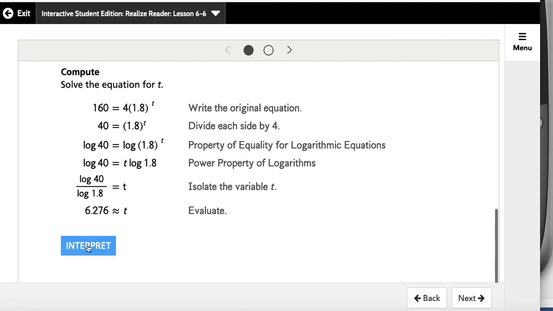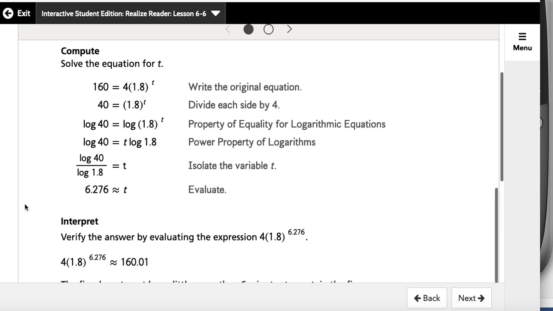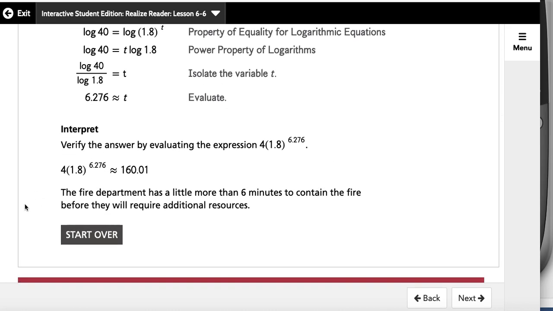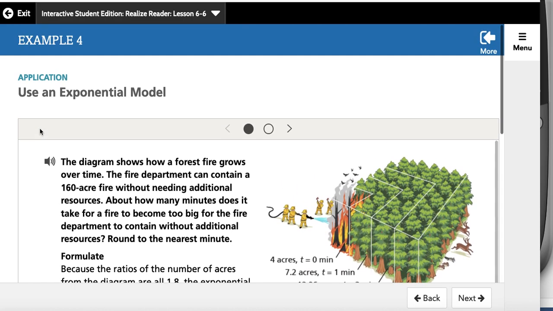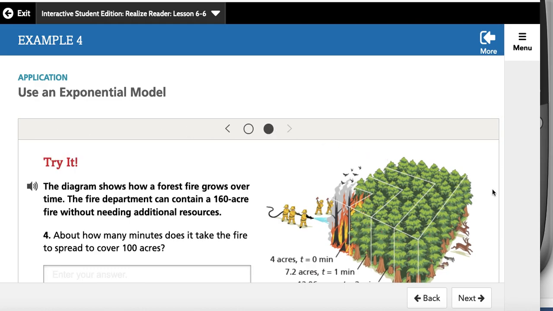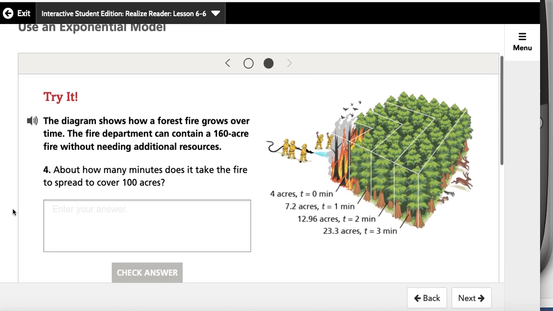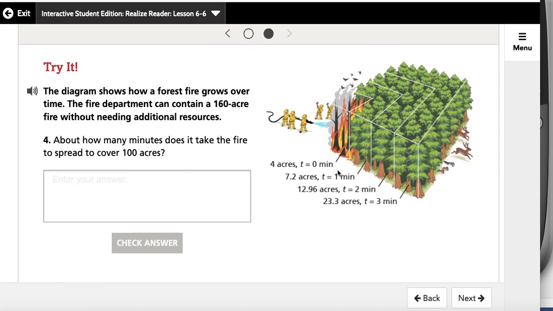To interpret that, it represents the time, so that's how many minutes. They evaluated it by plugging it in. So 6 minutes to burn the whole forest. The problem they want us to try is how many minutes does it take to spread to 100 acres? I wish they did a different setup, but it's the same setup, so I know it's going to be the same equation. You can click pause and give it a shot.